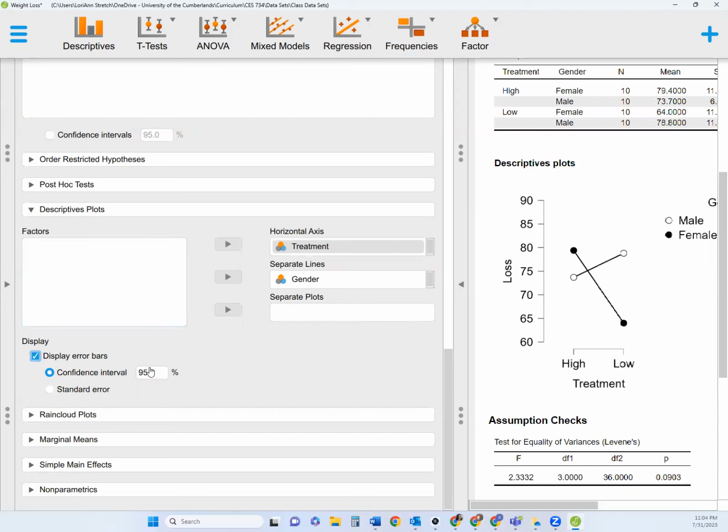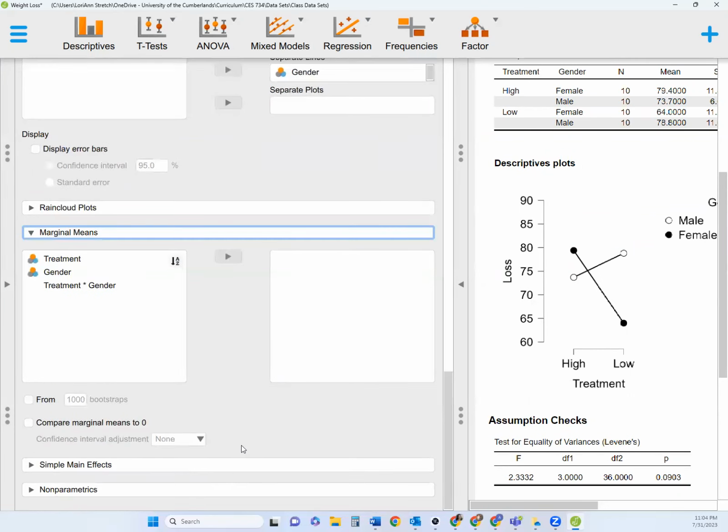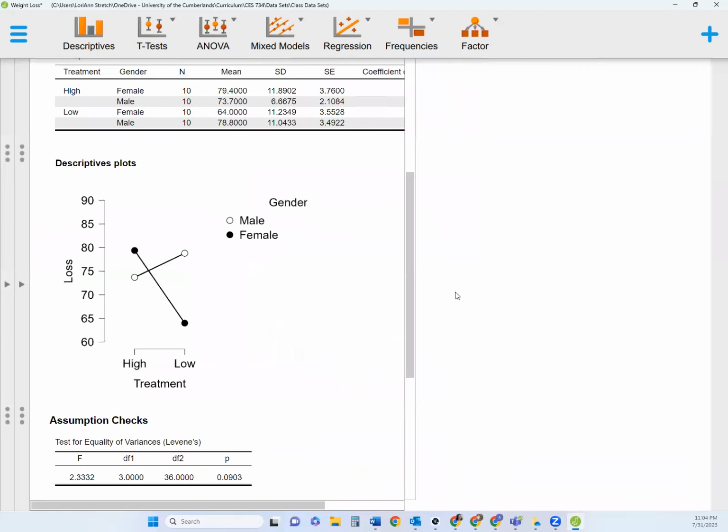I'm going to display error bars too. It's going to make this graph a little more complicated, but you can see this is my confidence interval of how confident I am that this is the accurate representation of the population. If that's too much, you can take that off. I'm going to hold off on marginal means actually. So let's look at our results first.